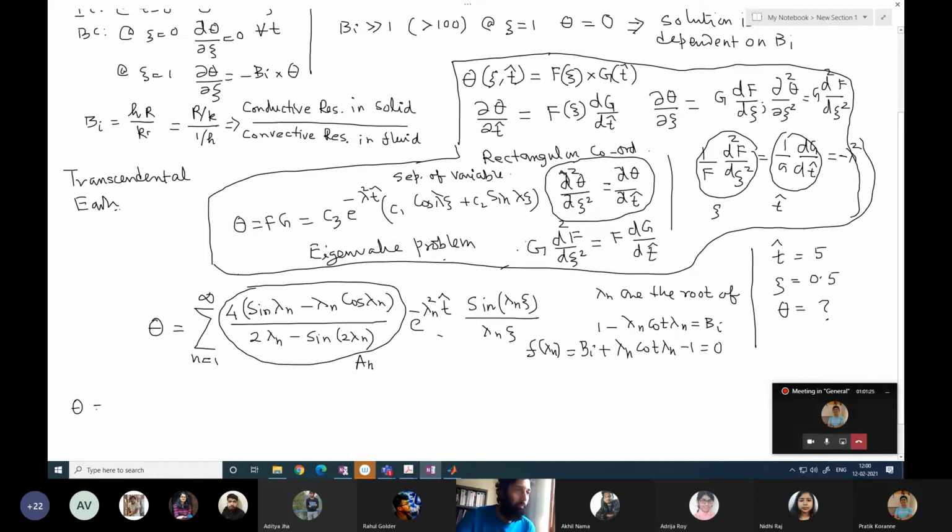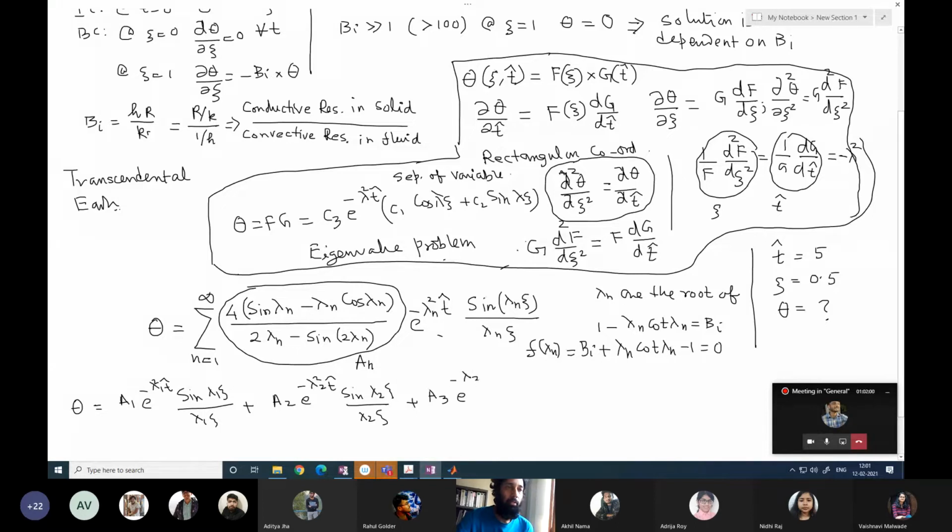So your theta will be A1 e to the power minus lambda 1 square t hat sine lambda 1 zeta, plus A2 e to the power minus lambda 2 square t hat sine lambda 2 zeta, plus A3 e to the power minus lambda 3 square t hat sine lambda 3 zeta, plus A4 e to the power minus lambda 4 square t hat sine lambda 4 zeta. This is the 4th term.